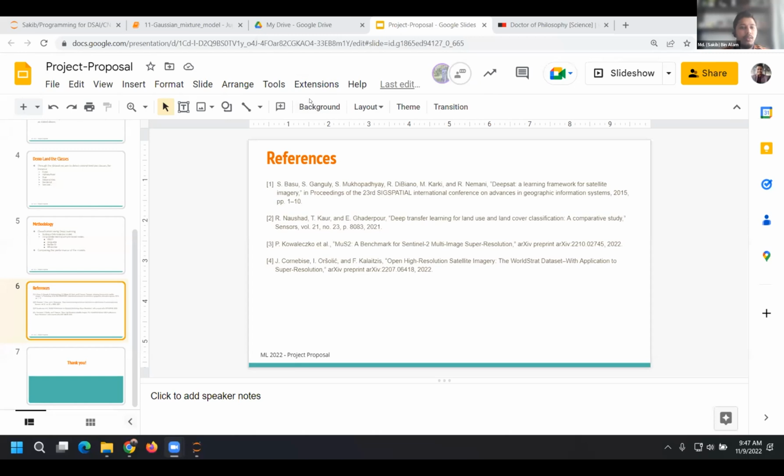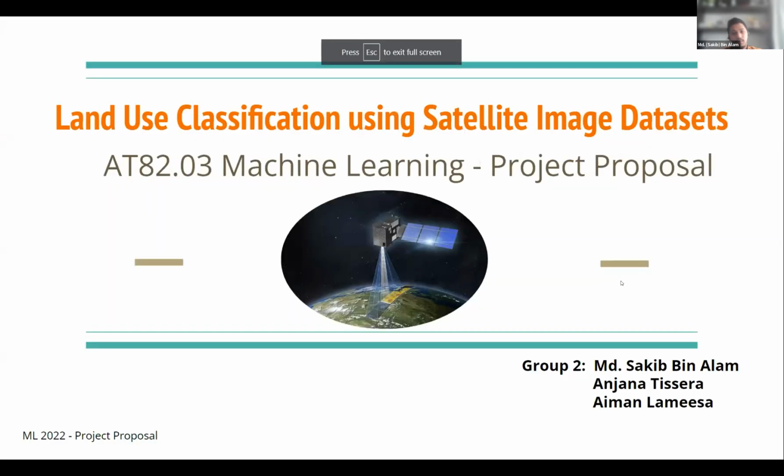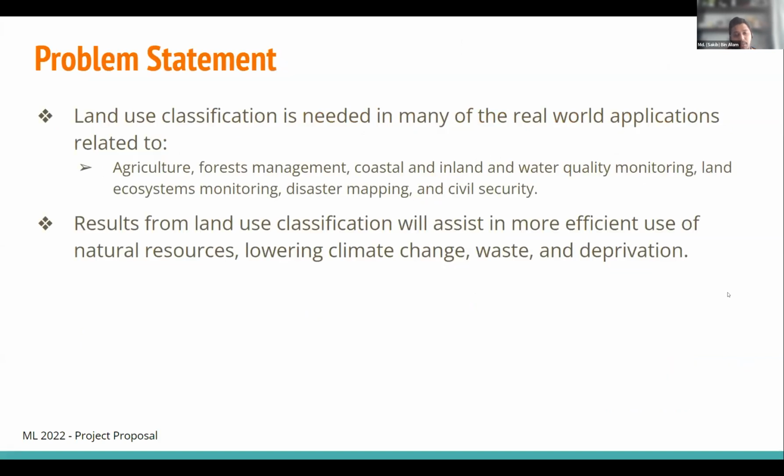Okay, so hello everyone. Let me just share my screen. So this is our project. We aim to implement land use classification using a satellite image dataset. Our domain is that we will use satellite images to classify land, such as trying to identify forest, river, industrial area, or residential area.